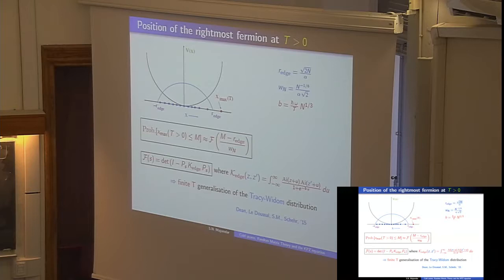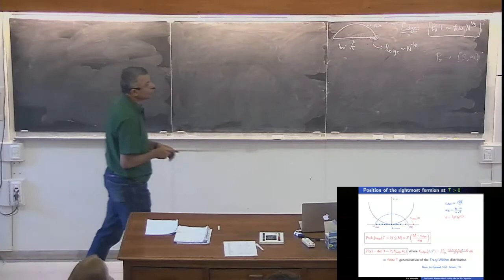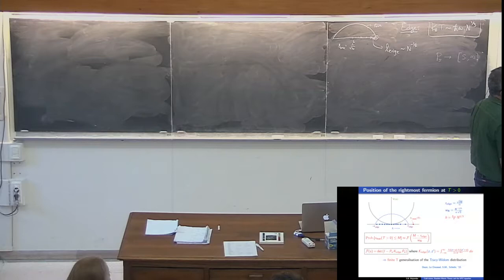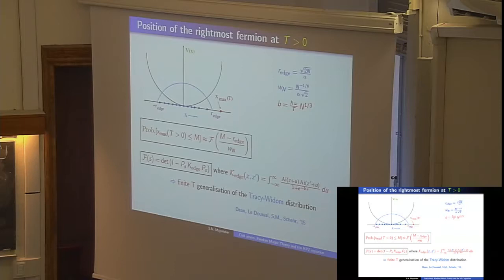So this is just the probability that there is no particle between s and infinity, so it is the indicator function saying that this argument z is between s and infinity, and this z prime is between s and infinity. This is exactly what Herbert said also, okay? So this is the finite temperature generalization of the Tracy-Widom distribution. And once again, if you take the zero temperature limit, you go back to the Airy kernel and back to the Tracy-Widom distribution. So this is the finite temperature generalization of that, okay?